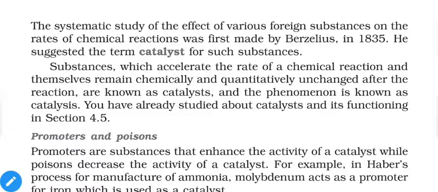Now definition wise, substances which accelerate the rate of chemical reaction and themselves remain chemically and quantitatively unchanged after the reaction are known as catalysts, and the phenomenon is known as catalysis. You have already studied about the catalyst and its functions in section 4.5. So this is already discussed in 4.5, but still if you have any confusion you can ask me, or in a simple manner let us discuss the effect of catalyst and then we will move on.